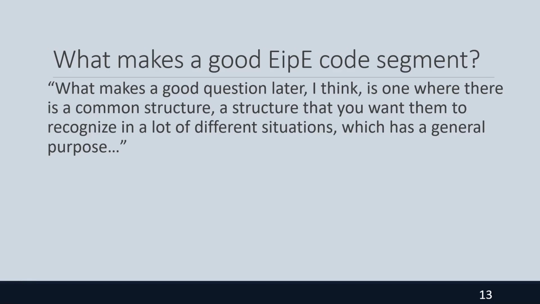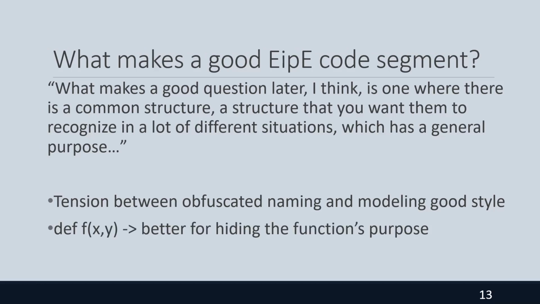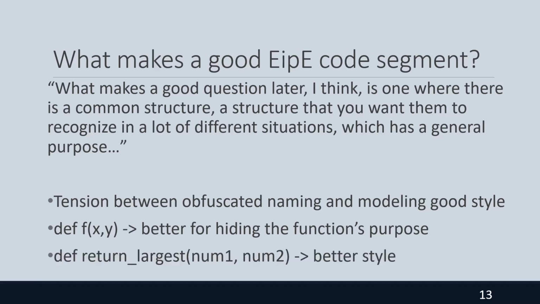There was an interesting tension in the interviews between obfuscating the naming in your EIPE code segments and modeling good style. For example, def f of xy is ideal for hiding the function's purpose. You want students to read the code in the function and abstract the meaning. If you give them good style, return largest, num1, num2, it is evident that this function is going to return the largest of the two numbers, allowing students to guess. However, interviewees were worried that by using obfuscated names, students might pick up bad habits. I'll refer you to the paper to read how this tension can be leveraged in pedagogically productive ways.